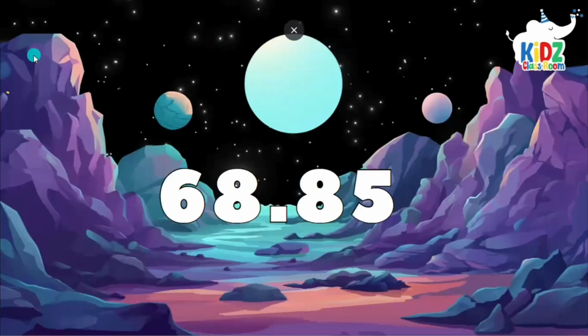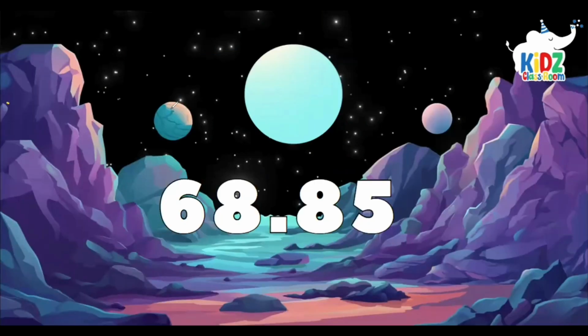So now let's move on. Okay, so here is another example. The first step is to write the places. This will be ones, tens, and after the decimal point, tenths, and after it, hundredths. So look at the tenths digit. How many tenths are there? 8. And how many hundredths are there? 5. So the rule was that if the digit in the hundredths place is 5 or greater than 5, we will round up.